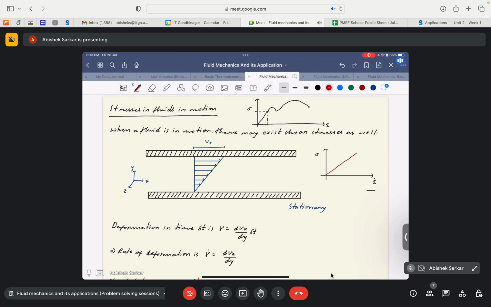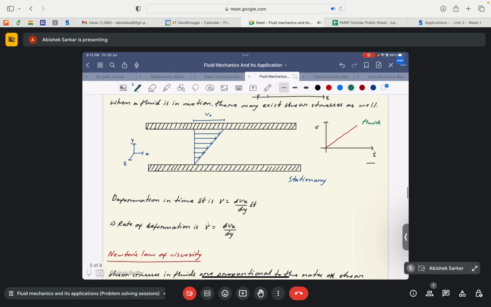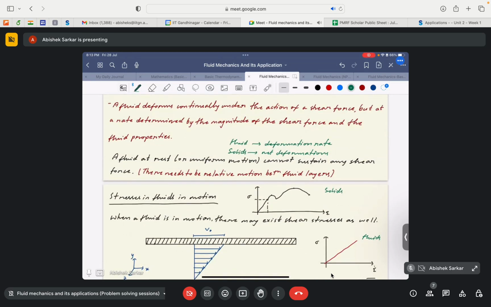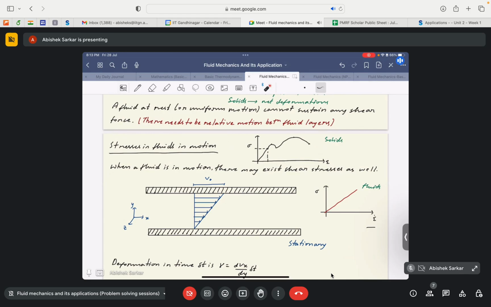So I guess I was clear regarding differentiating between the fundamental characteristics of solids and fluids. Okay, so again, a fluid at rest or a fluid in uniform motion cannot sustain any shear force. I've already written the answer: basically, to have a certain strain rate, there needs to be a relative motion between the fluid layers. I guess this is basic, so I don't think I must discuss more about it.